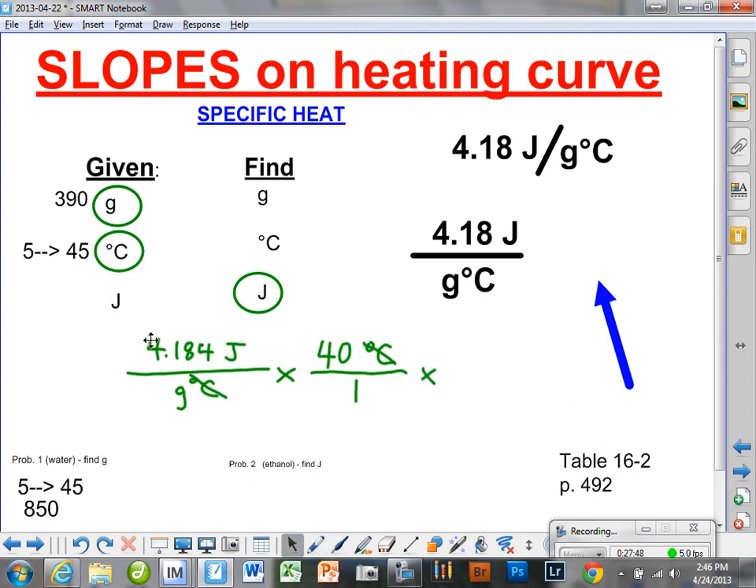Okay, and Elizabeth, could you tell me what to do for our next fraction with the grams? Where's the grams going to go? Bottom. Will that cancel your grams on the bottom over here? Okay, so what do I write on the top?